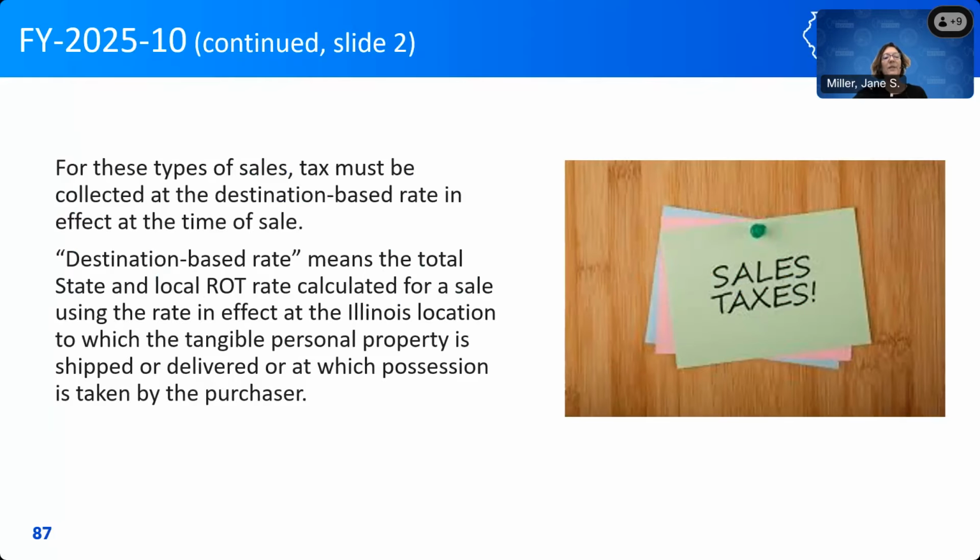For these types of sales, tax must be collected at the destination-based rate in effect at the time of sale. Destination-based rate means the total state and local retailer's occupation tax rate calculated for a sale using the rate in effect at the Illinois location to which the tangible personal property is shipped or delivered, or at which possession is taken by the purchaser.